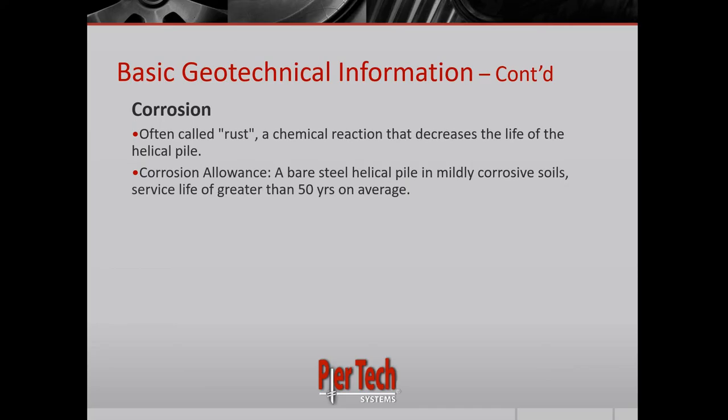The first type of corrosion protection is called corrosion allowance. And this is the thickness of the steel. It will have a sacrificial element to it. So with our smaller piles, we've built a sacrificial corrosion allowance within that steel itself, so that for an average soils, it'll corrode enough in 50 years that you're still able to get its maximum service life. So its maximum load capacity. So on average, your smaller piles are going to average 50-year service life, bare steel, in mildly corrosive soils.